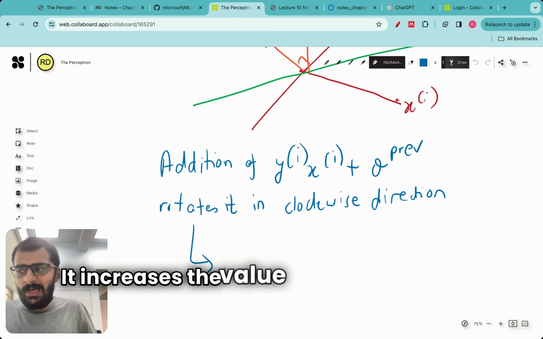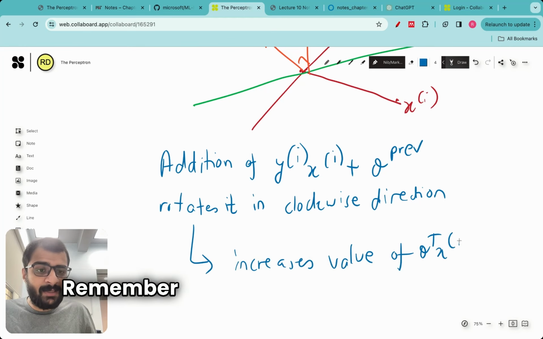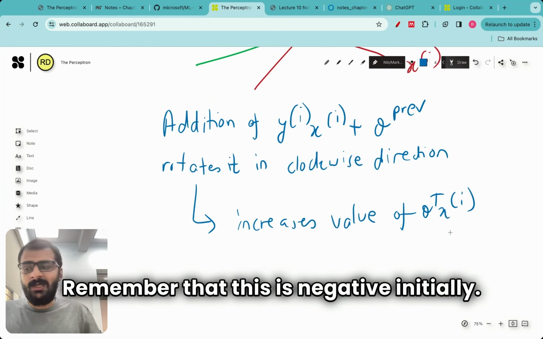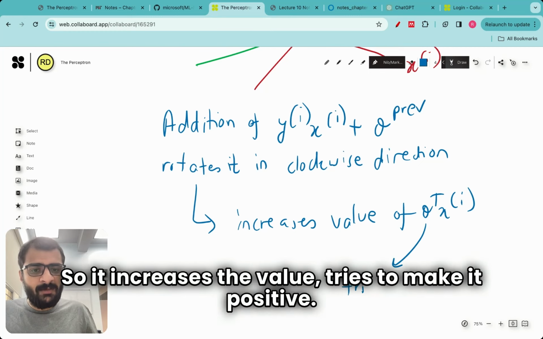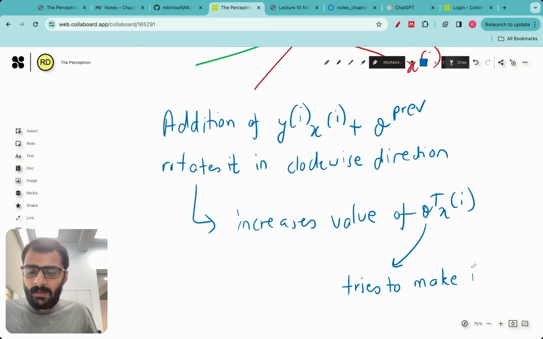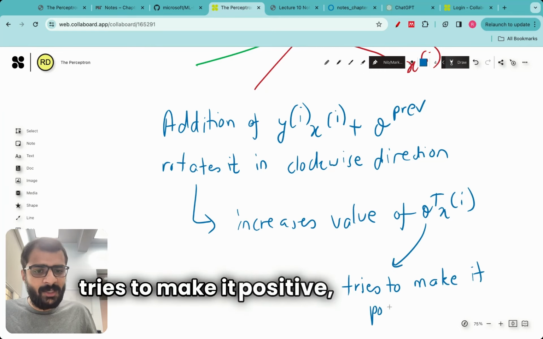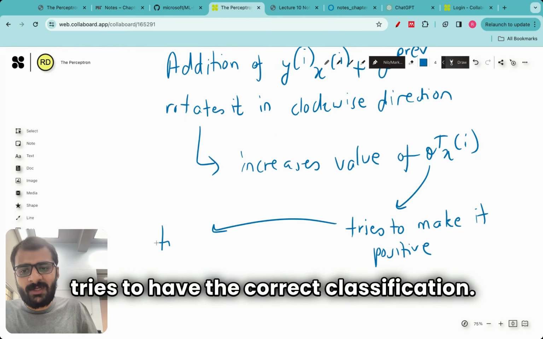It increases the value of theta transpose xi. Remember that this is negative initially, so it increases the value, tries to make it positive, so it nudges it in the positive direction, tries to make it positive, and hence it tries to have the correct classification.